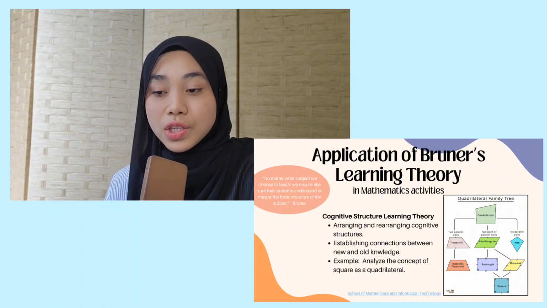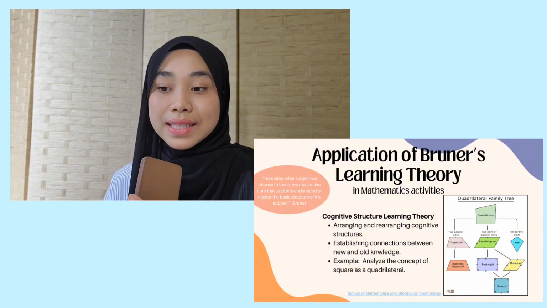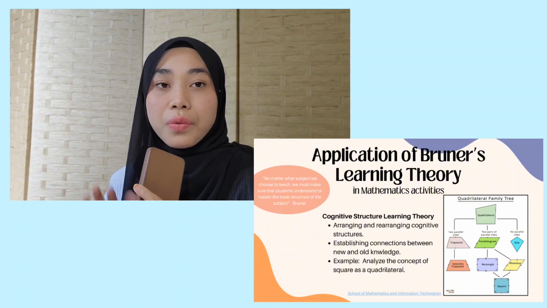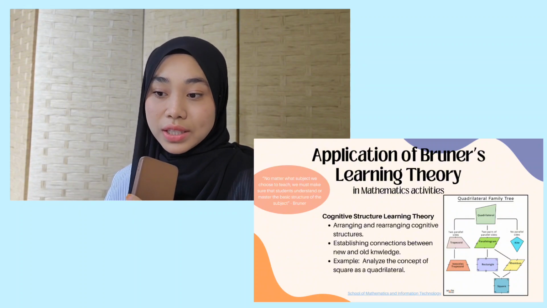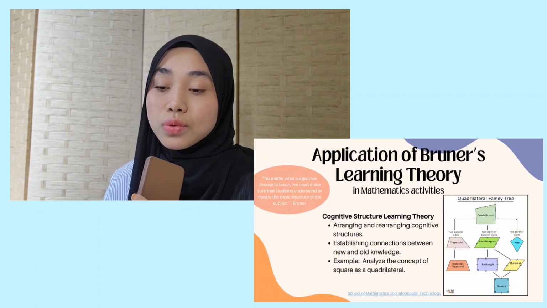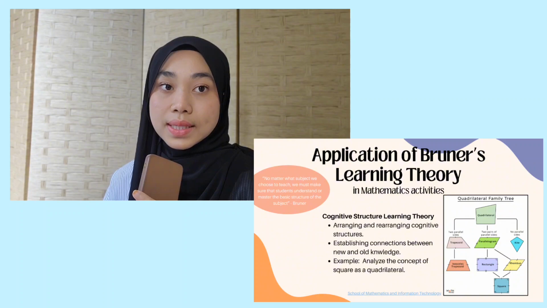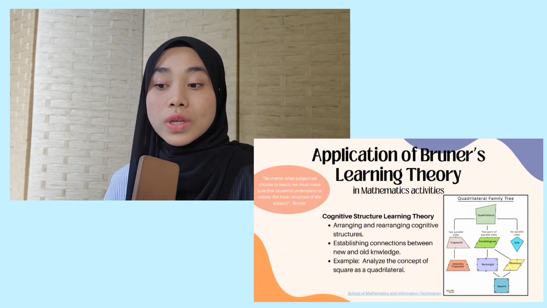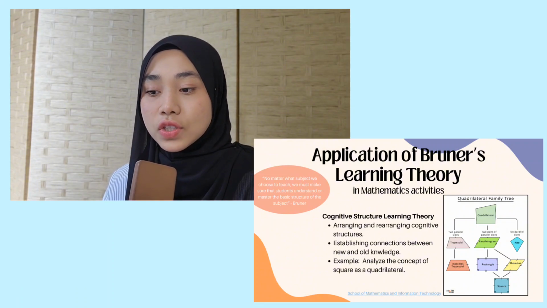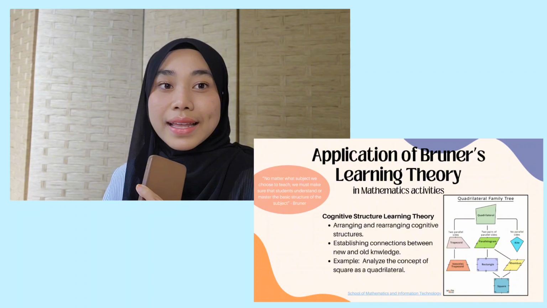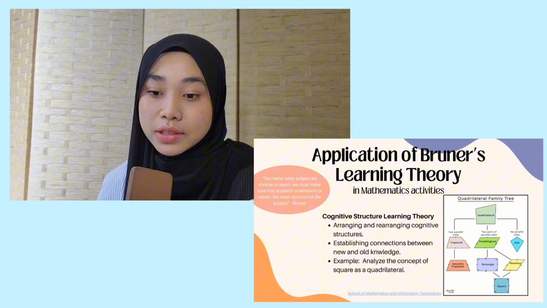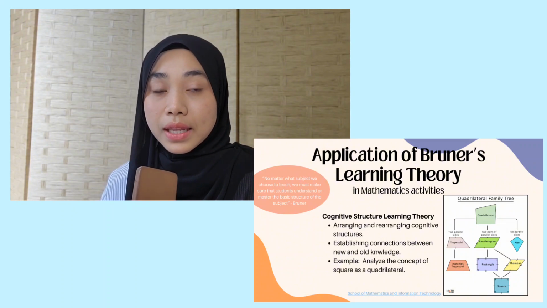Cognitive structure learning theory. This involves connecting similar concepts and organizing them into a meaningful structure, which means learning is about arranging and rearranging cognitive structure. Teachers should assist students in establishing connections between new and old knowledge to create a comprehensive knowledge system. From the diagram, when students learn the knowledge of square, they do not grasp the concept and nature of square in isolation. Instead, they link the knowledge of square to other geometric knowledge, such as quadrilaterals, parallelogram, rectangle, and rhombus.